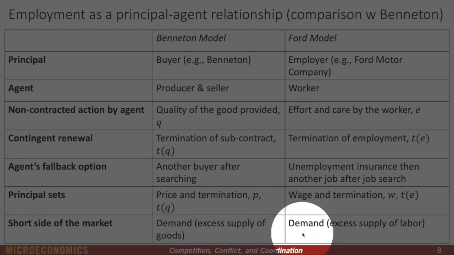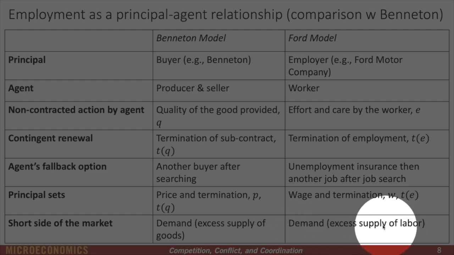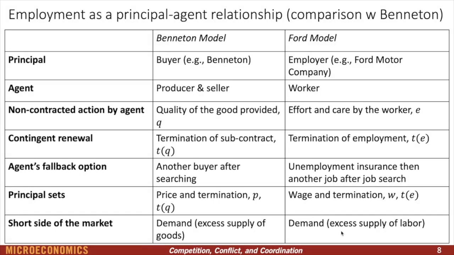In the labor context, what do we have? We've got demand with an excess supply of labor by workers. So there's involuntary unemployment as a result. So in both of those contexts, what did we see? We see that the principal is on the short side of the market and the agent is on the long side of the market.